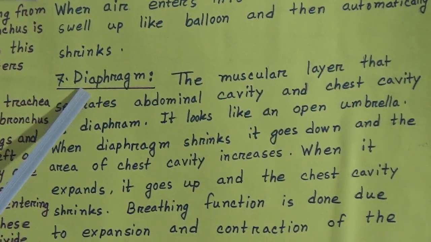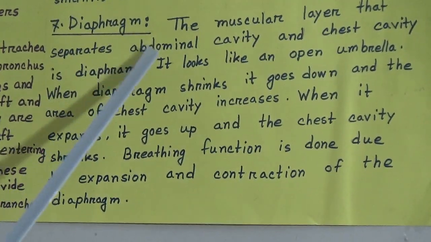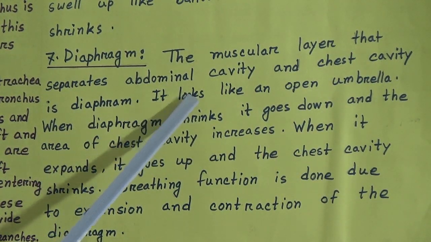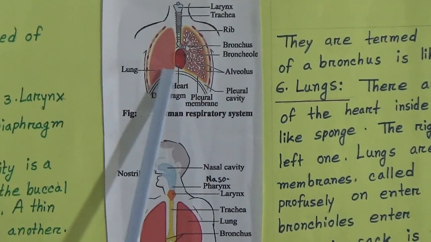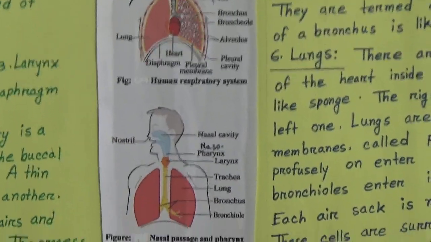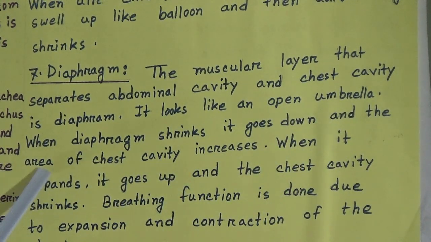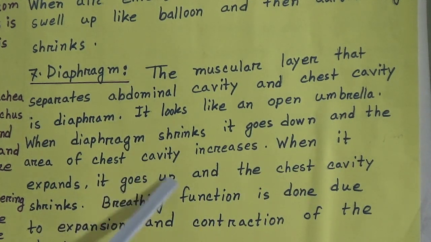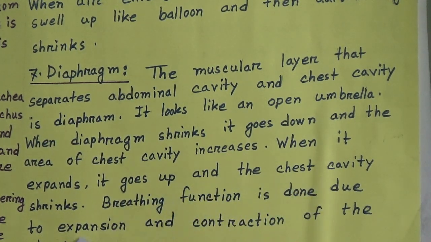Then the next one is the diaphragm. The muscular layer that separates the abdominal cavity and chest cavity is the diaphragm. It looks like an open umbrella. You can see this picture. Here is a diaphragm. When the diaphragm contracts, it goes down and the area of the chest cavity increases. When it relaxes, it goes up and the chest cavity shrinks. Breathing is done due to the expansion and contraction of the diaphragm.